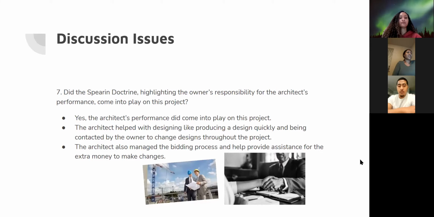All right. Question number 7. Did the Spearin doctrine, the owner's responsibility for architect performance, come into play on this project? Yes, architect performance did come into play on the project. The architect produced a design quickly and continued to change designs throughout the project. The architect also managed the bidding process and provided assistance for extra money.